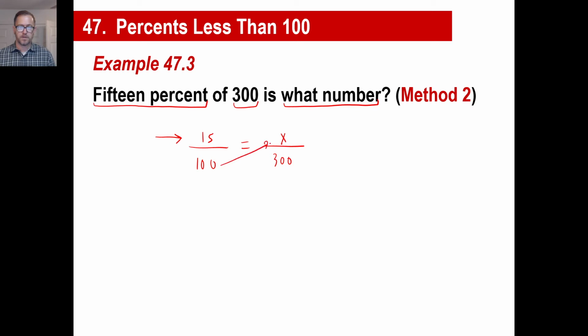So we got 100 times x equals 15 times 3 is 45, with 2 zeros there. And you can look at this. Oh, that's an easy one. Cross out 2, cross out 2. I have x equals 45. There you go. All right, let's try another one.